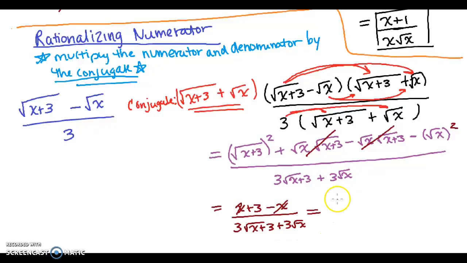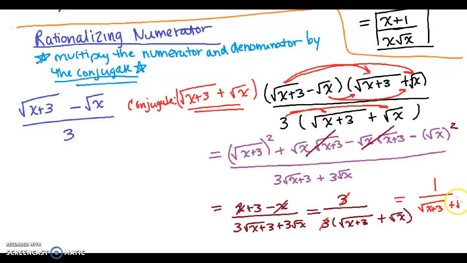Therefore, all I have left is 3 over, and it probably would have been best to keep this factored. Let's keep that in mind. We'll keep this factored because now we can easily identify that I can cancel out these 3's. So my final simplified answer would be 1 over the square root of x plus 3 plus the square root of x.